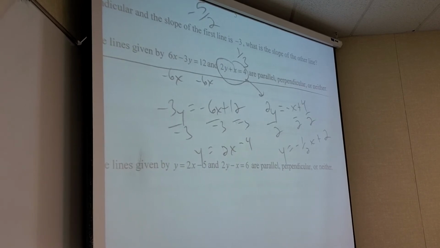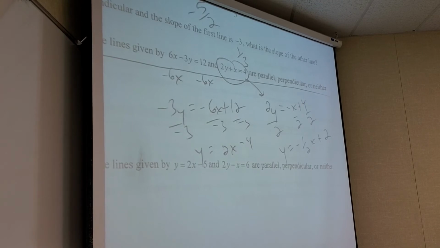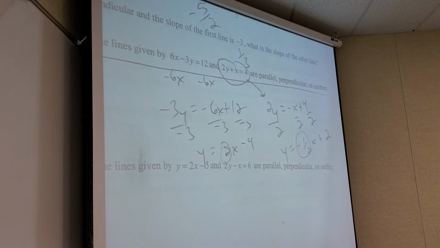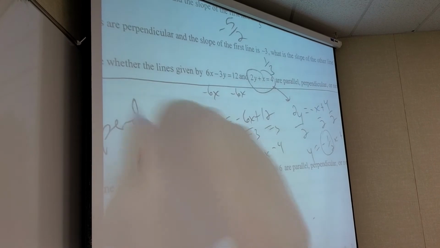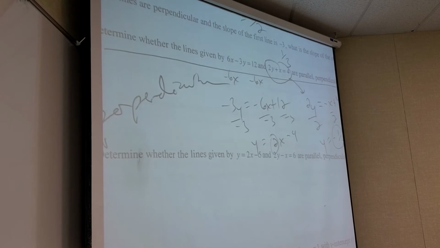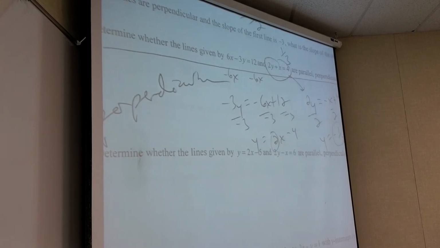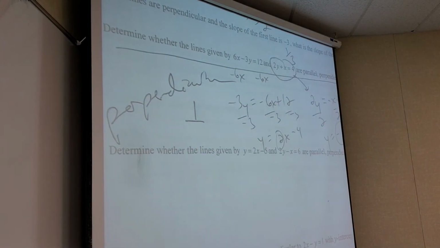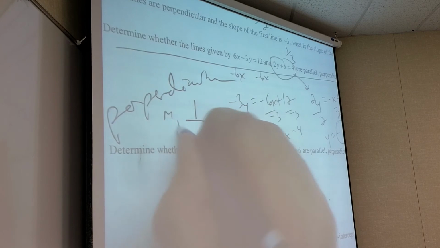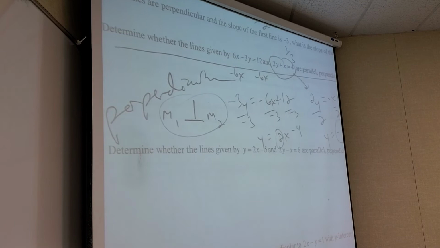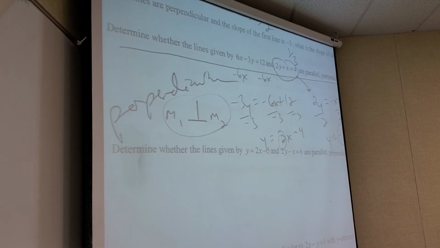So are they parallel, are they perpendicular, or are they neither? They're definitely not parallel, right? But are they negative reciprocals of each other? Yes. So therefore they are perpendicular. By the way, while I'm thinking about it, the symbol for perpendicular is that. So if I want to say line 1 and line 2 have perpendicular slopes, that's how I would say it: m1 perpendicular m2.